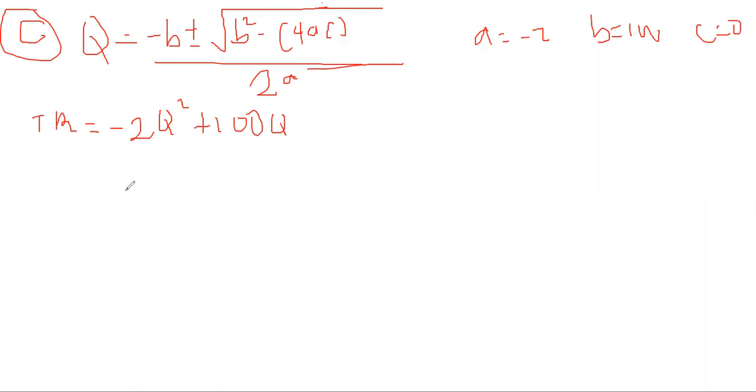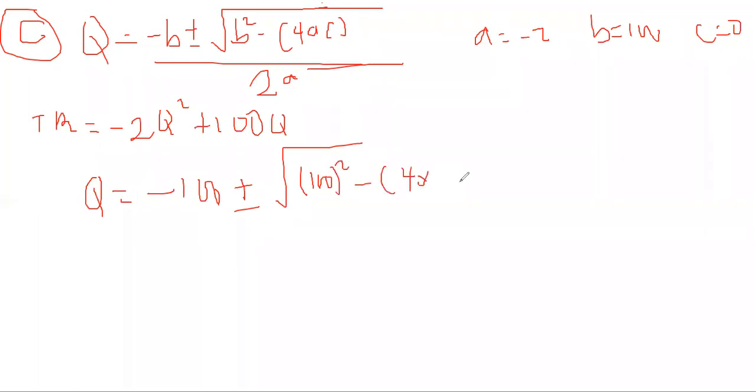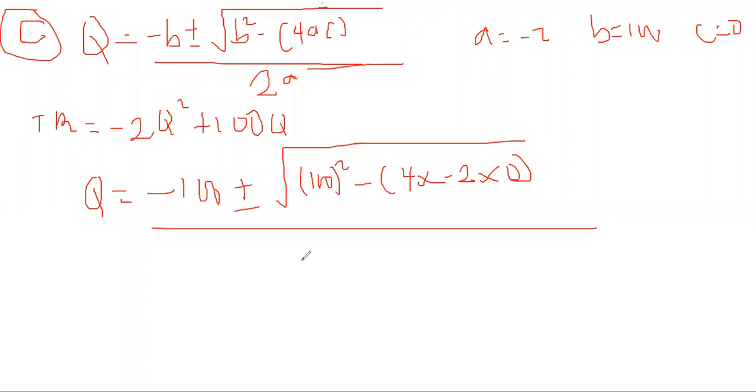So when you do that, you will have something like this. B is what? Minus 100 plus or minus the square root of B squared, we take 100 and square it, minus 4 times A, which is minus 2, times C, which is 0. So this expression will become 0. So we only focus on this, all over 2 times A, and A is minus 2. So once you go on, you will solve this. At the end of the day, quantity 1 will be 0, and quantity 2 will be 50.